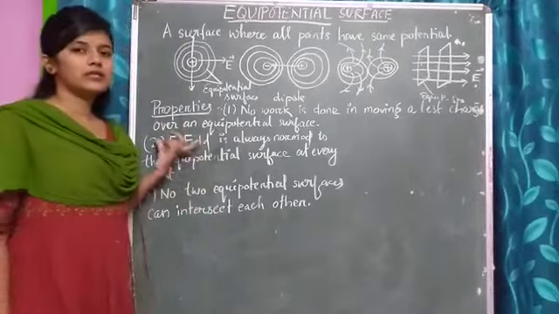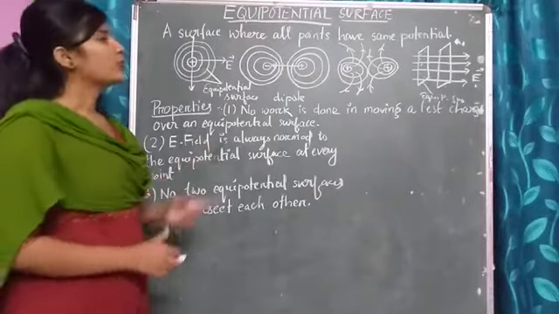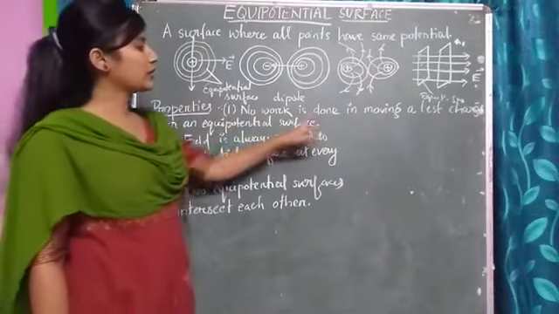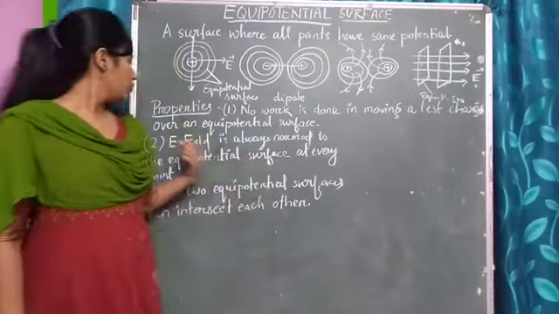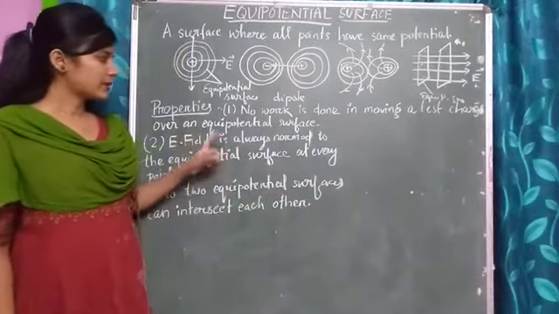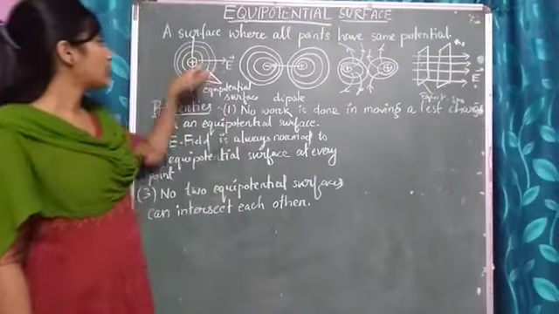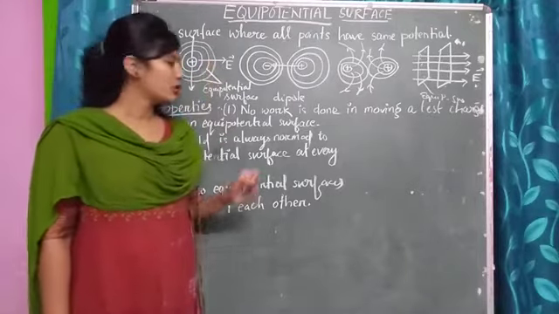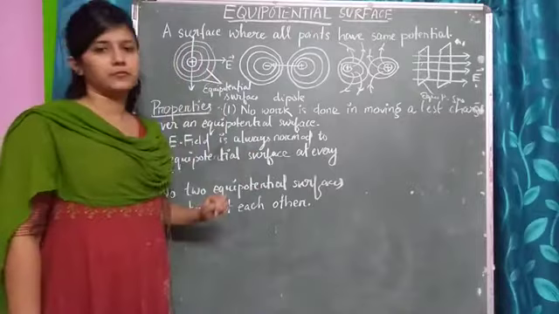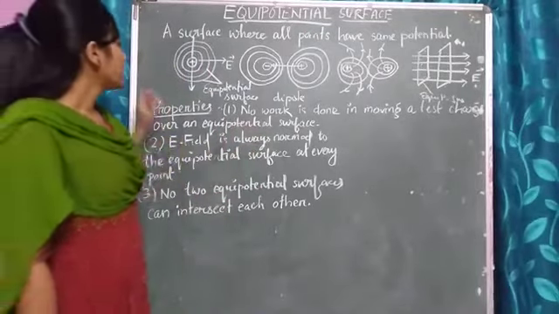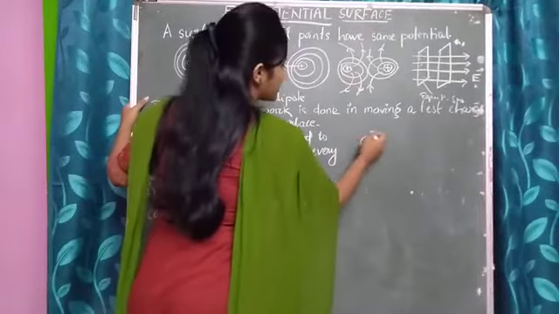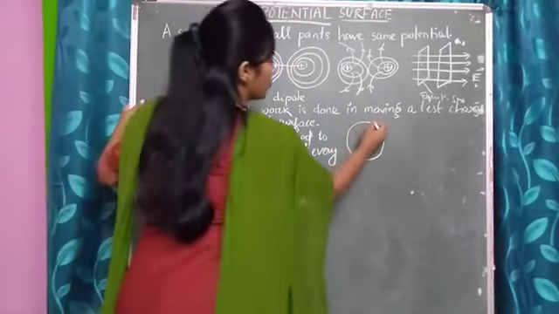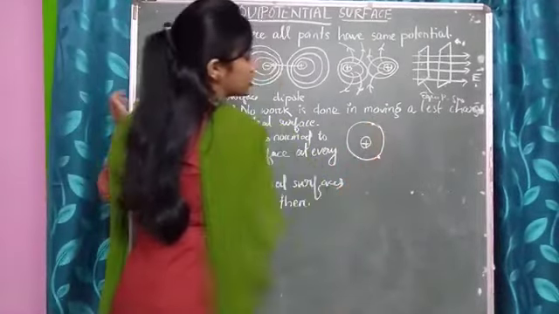Next, we will discuss some properties of the equipotential surface. The first one is that no work is done in moving a test charge over an equipotential surface. That means if we move a test charge over an equipotential surface, there will be no work done. Let us see. If this is the point charge and the equipotential surface is this, as we know, for the equipotential surface the electric potentials are the same.